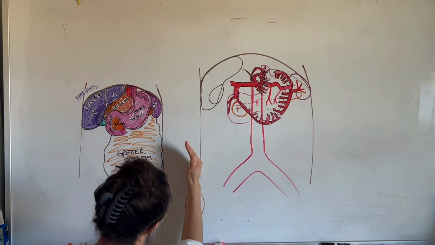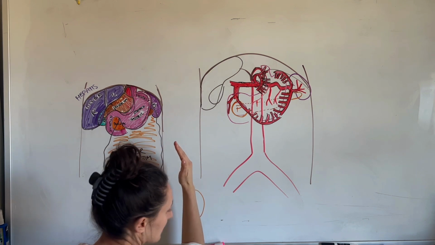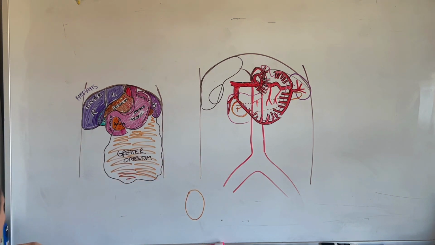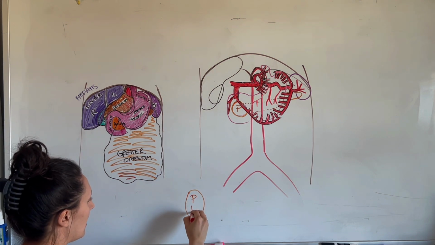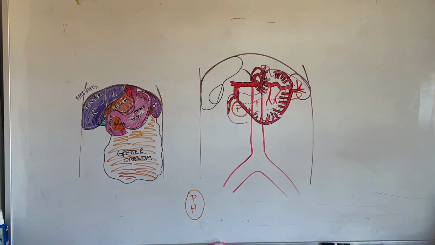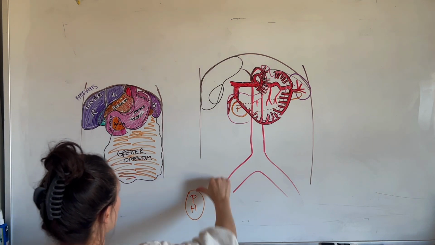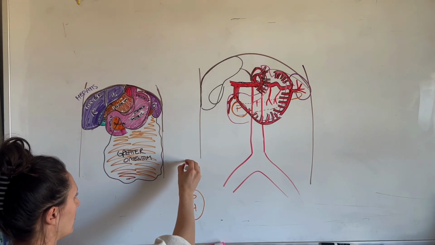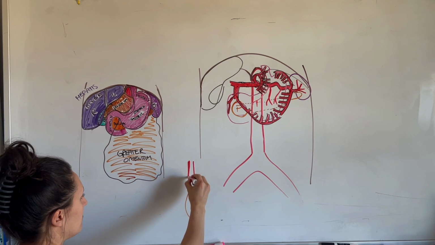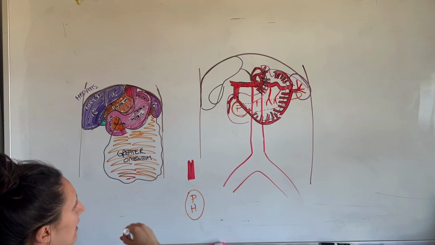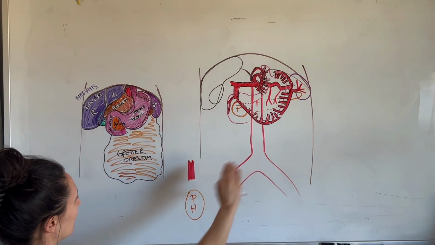The duodenum would be blocking our view if this was actually in the body. We're going to remove the duodenum so we can just see the pancreas head. I'm going to put PH for pancreas head. Now remember, we had the gastroduodenal artery coming down from above. And it gave off its duodenal branch and it gave off its right gastroomental artery.